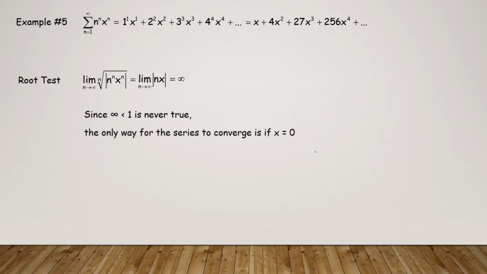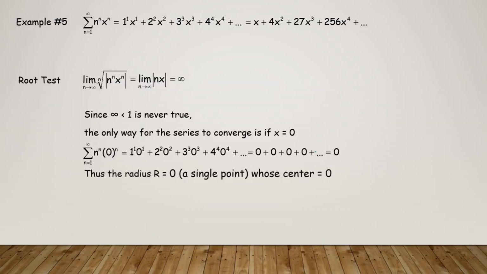The only way for this series to converge is if x originally were 0. Let me show you what happens if I plug 0 into the summation. As I expand out the different terms, each term will produce a value of 0, which sums to 0. So by definition, it is converging to 0. Therefore, in this particular problem, the radius of convergence is 0, literally a single point, which happens to be the center of 0. And therefore, there is no reason to check endpoints because the endpoint is 0, and my interval of convergence is the single number 0.